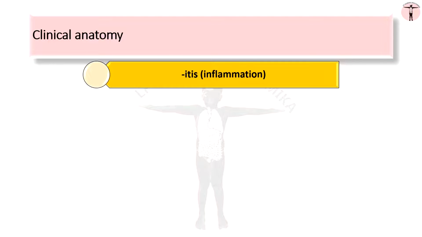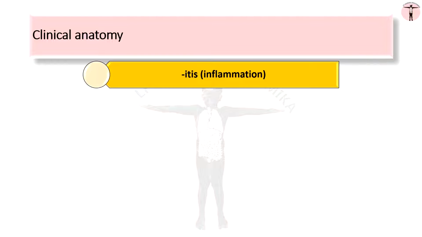So, coming to the suffixes, the suffix itis means inflammation. When you attach this itis to the affected part of the body, we come to know that there is inflammation in that particular part of the body. For example, appendicitis means there is inflammation in the appendix. Other examples which I can give you are tonsillitis, arthritis, neuritis, dermatitis.